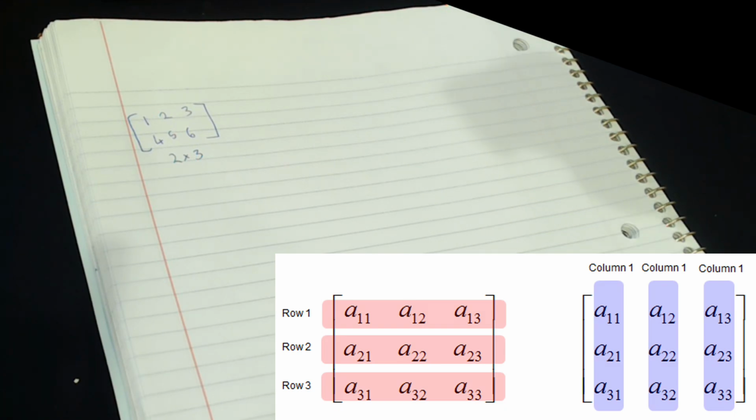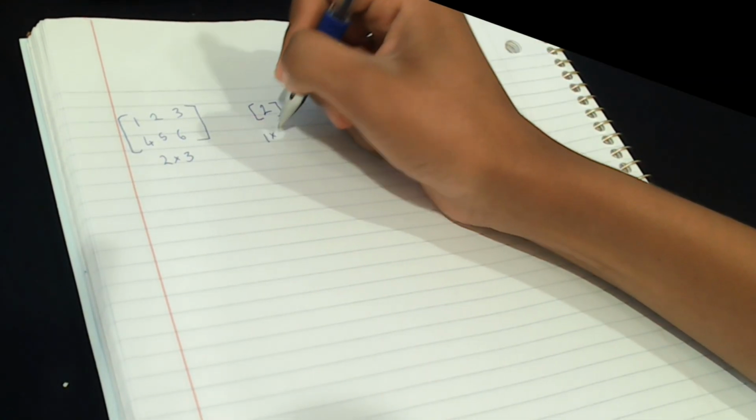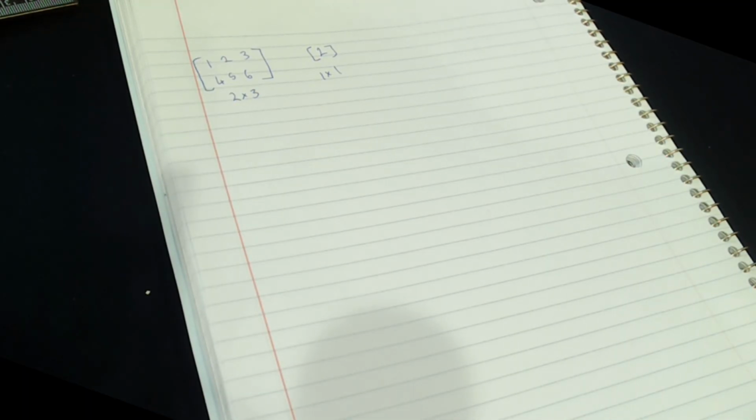Can a matrix be of 1 by 1? Yes. For example, this is a matrix of 1 by 1. But why do we even care about matrices?